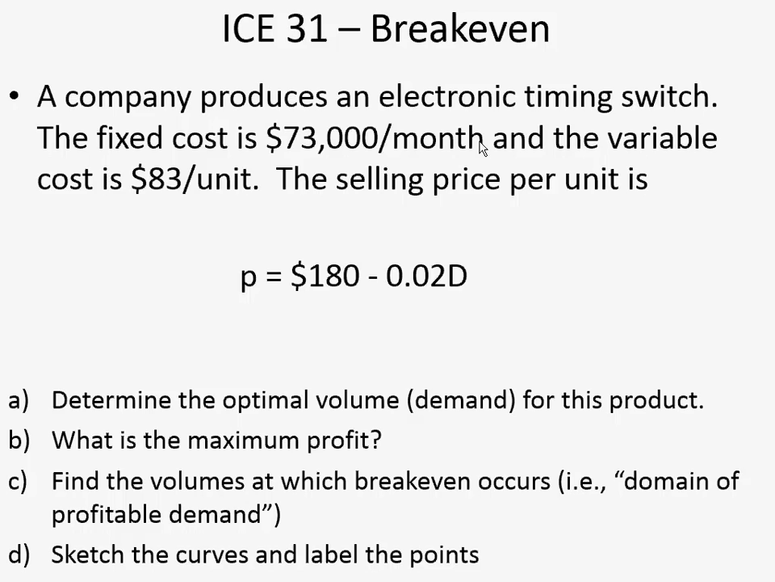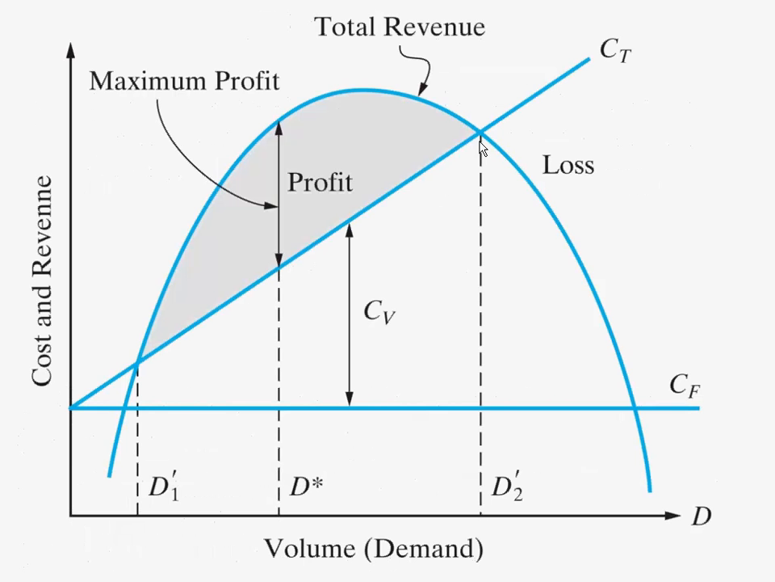I'd like you to go through and calculate optimal demand for this product, the demand that's going to give us the maximum profits, so that's D star. Then find out what is the maximum profit at that optimal demand. And then part C is the break-even points, and so that's D prime 1 and D prime 2. And finally, once you've found all of those amounts, draw a curve similar to this one, but label our particular points on that curve.